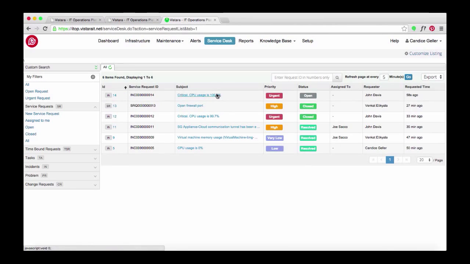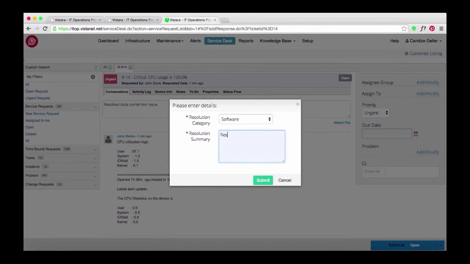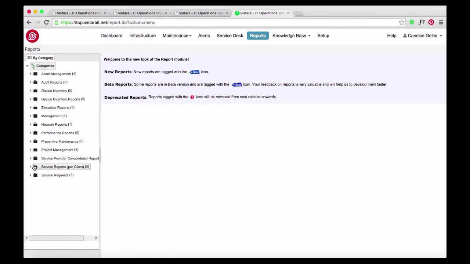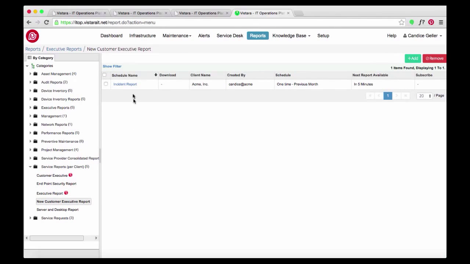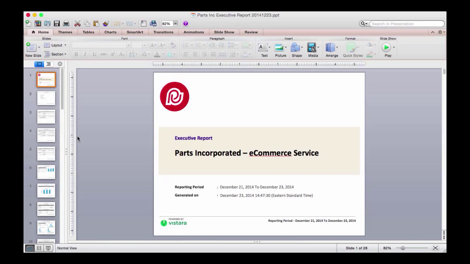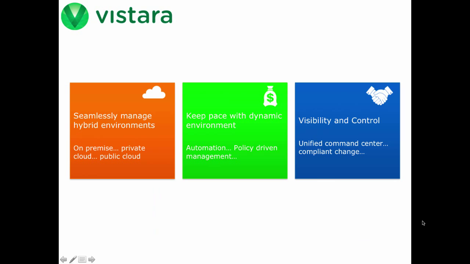Candace is confident that she has addressed the alert. She goes to the service desk to close the incident. Since this incident affected the critical e-commerce service, Candace prepares a report for the management team. With Vistara, she generates an incident report in minutes to send as a PDF or PowerPoint presentation.